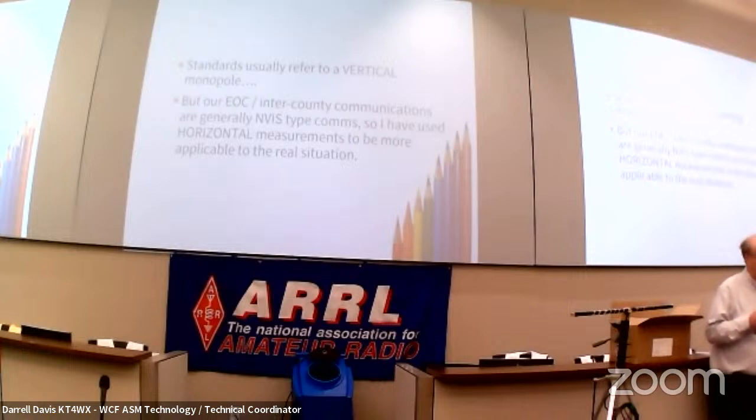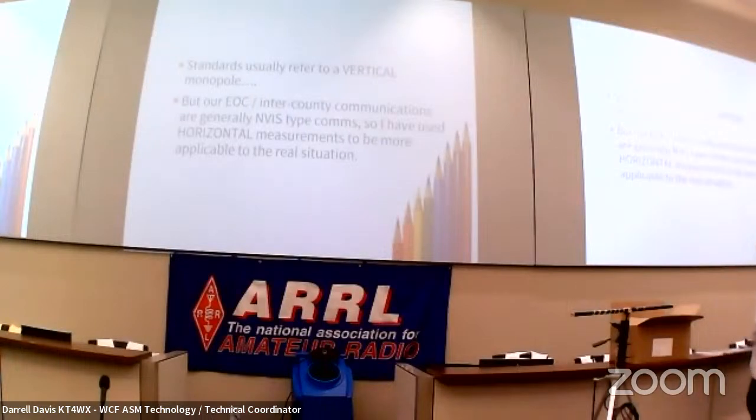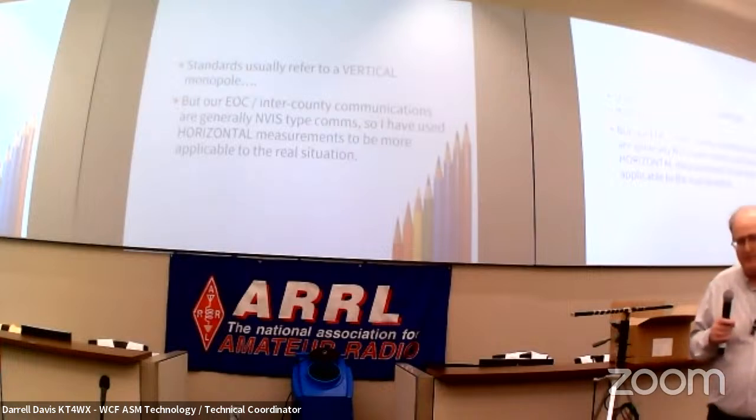If my goal was to reach California, well, a vertical would be great for DX, and I can work Japan and Asia while I'm at it, but I need to get to Tallahassee. And in order to get to Tallahassee, I got to do this maneuver. And in order to do that, I don't need low angle radiation from a vertical. I need high angle radiation from an NVIS antenna, which is a horizontal antenna that is at a modest height instead of a huge height. So we have done all of our measurements with horizontal antennas because it fits what we need, not what the standards are written for.